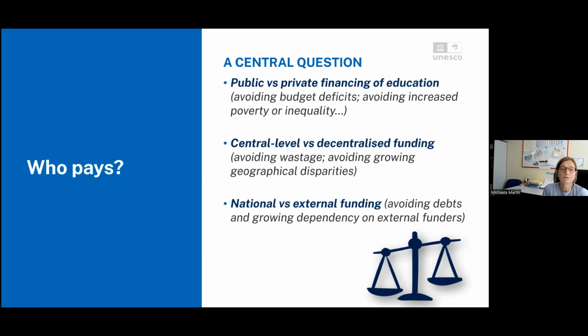And then the issue of national versus external funding. So we would want to avoid too high debts if the external funding comes via loans, and of course a growing dependency on external funders. So what I want to say here is, in the question of who pays, there are a number of balances that we have to look into and that we have to analyze.